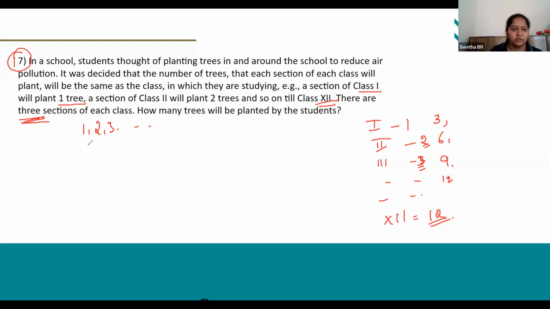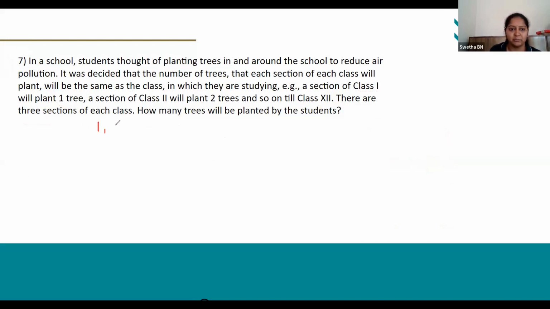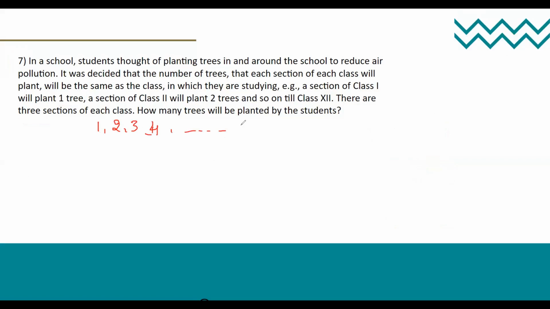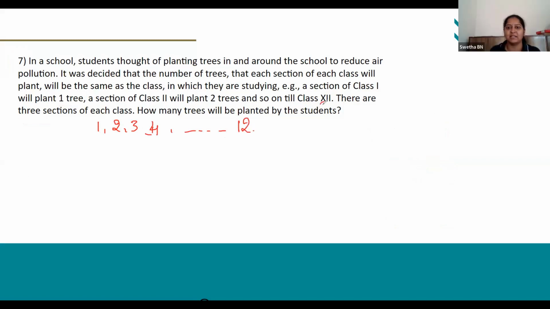Okay. So now if you take 1, 2, 3, 4 and so on, what is the last number here? What is the last number, children? Shreya and Panchami, what is the last number? See, class 1 will plant 1 tree, class 2, class 3, class 4, and so on. What is the last number here? Ma'am, 12. Very good, 12. Because the last class is 12. There are 12 classes, so the last class will plant 12 plants.